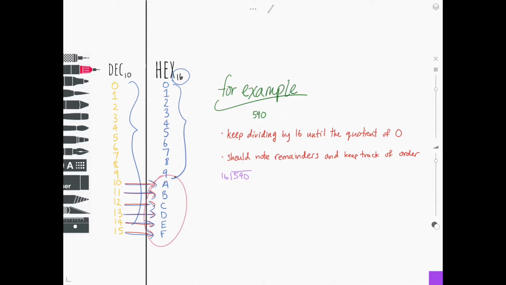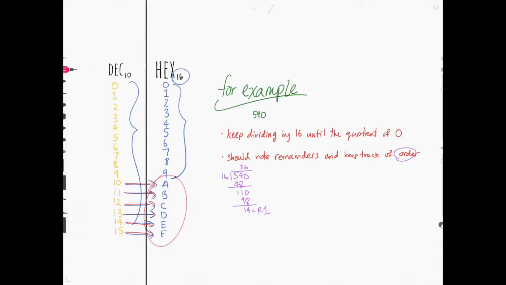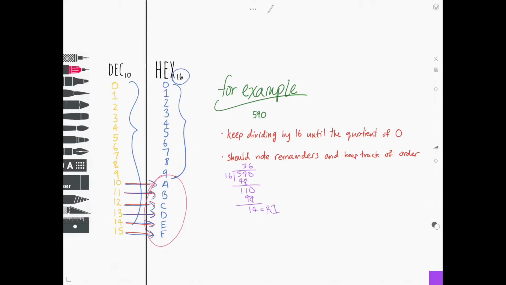The first number is going to be 3 because 48 is the closest we can get to 59. This gives us a remainder of 110, and 110 is closest to a multiple of 16 if we do times 6. So that is going to come out to 96, and the remainder is going to be 14. This is going to be called R1 because we're trying to keep track of that order. Now, 36 is still not 0, so we can continue dividing.